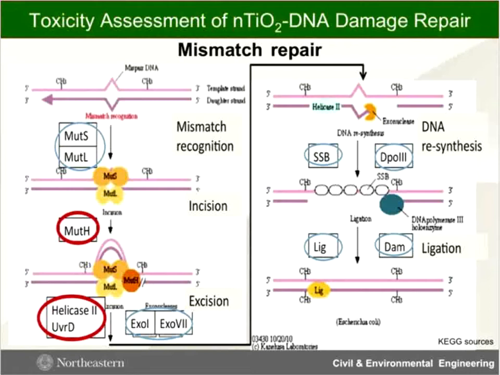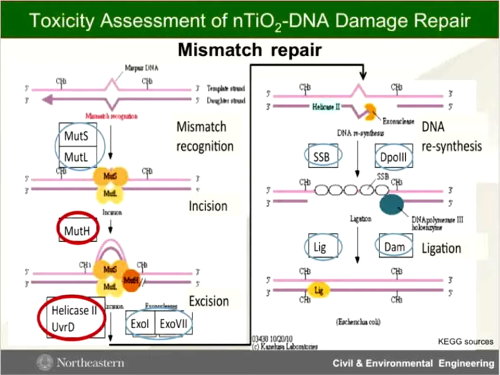To zoom in even more, I'll give you a really quick look at just the mismatch repair. If you look at the way mismatch repair is done in prokaryotic cells, you have double-stranded DNA, where the top one is considered the template strand and the bottom one the anti-template, or so-called daughter strand. Normally, you have to form a so-called MutL-MutS complex, a polymer, which helps recognize where the mismatch is occurring on the double-stranded DNA.